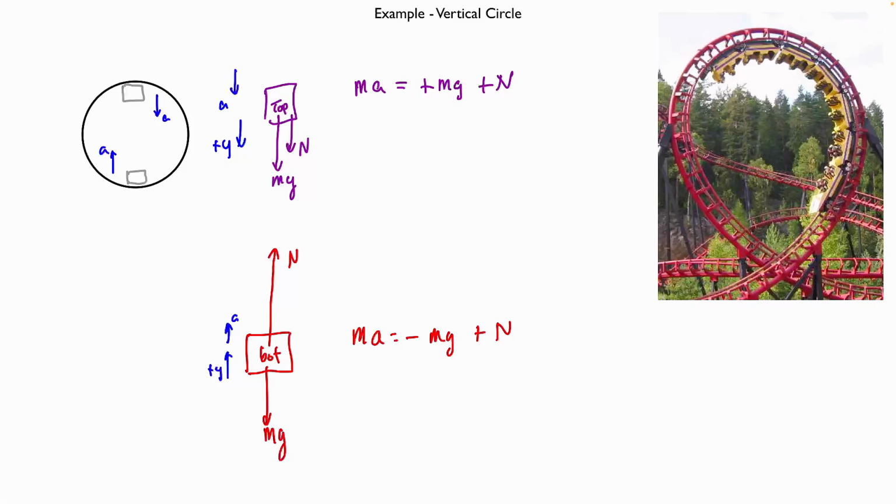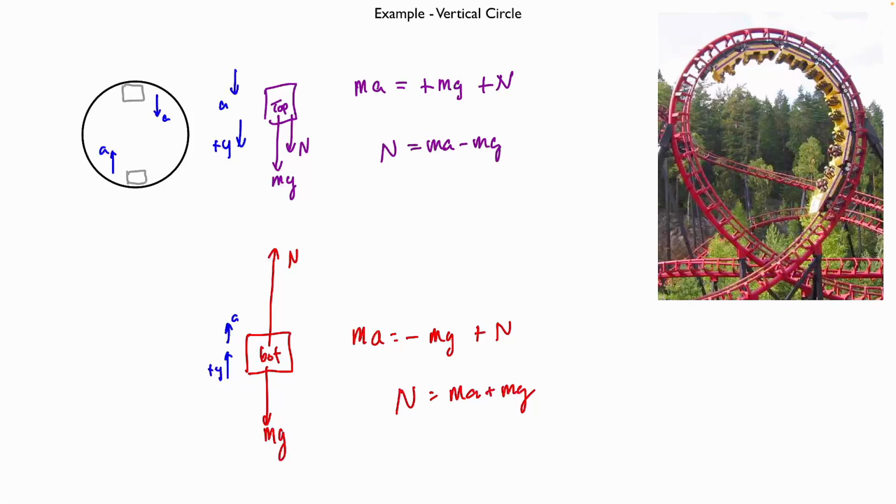So what is all this telling me? Let's solve both of these for the normal force. Up here, the normal force is going to be ma minus mg. I move the mg over, flipped its sign, and then reverse the directions of things. Down here, I get a normal force that says ma plus mg.